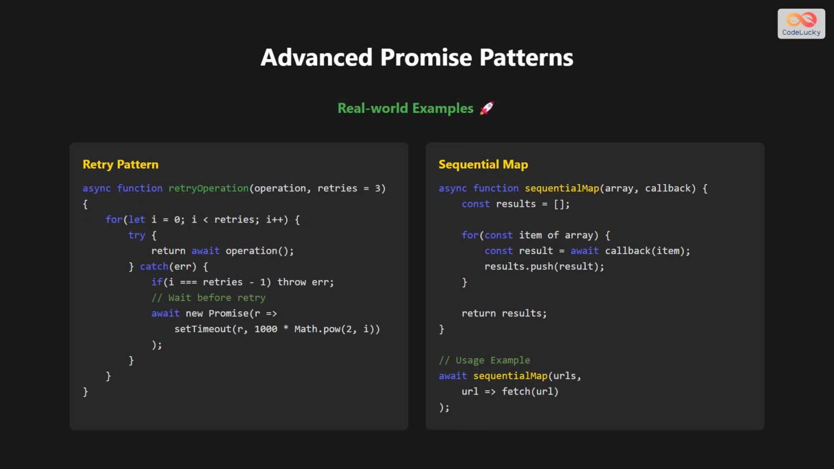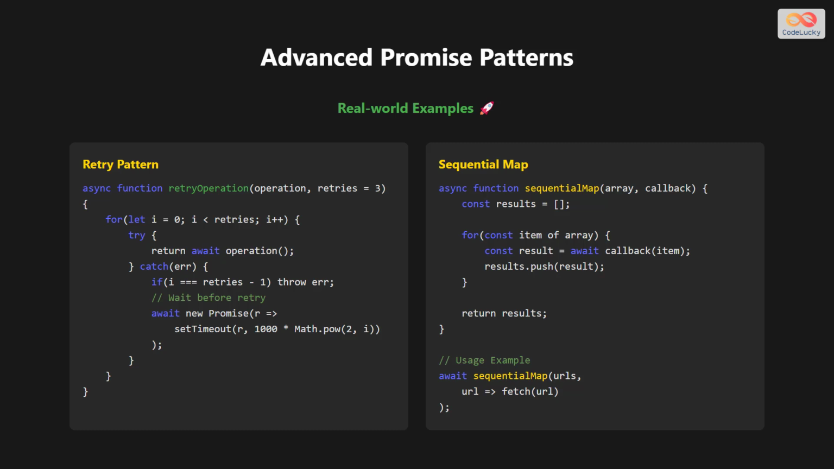Let us explore some advanced promise patterns. One of the patterns is the retry pattern. We create an async function retryOperation that takes an operation, which is also an async function, and number of retries as an argument. It tries to perform the operation. If it fails, it waits for some time and then retries the operation until the maximum retries are reached.